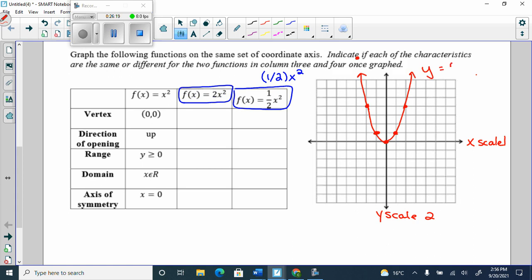So this is y equals 2x squared. And then I'm going to do another one: 1/2 x squared. And I get really tiny numbers. Okay, so I get negative 4 and 8. 2, 4, 6, 8. And then I scroll down and I'm getting negative 3 and 4.5. And then I get negative 2 and 2. And then I get negative 1 and 0.5. And then I get 0, 0.